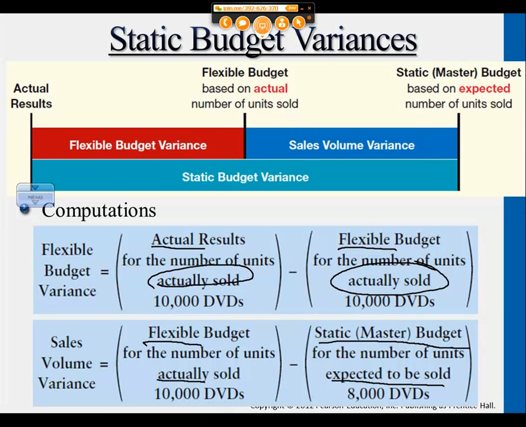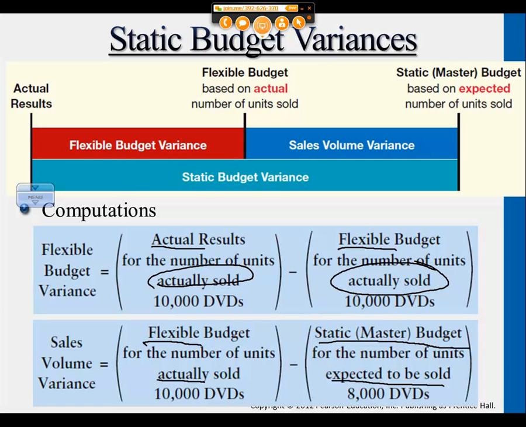Both are for the number of units actually sold. The actual results compared to the flexible budget. Both say it's for the number of units actually sold. So your actual results for the number of units actually sold is your actual number.